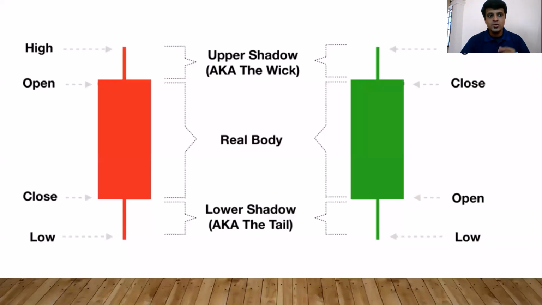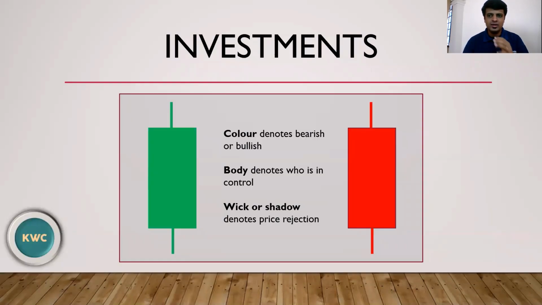In these candles, you can see there are four things here. We have the body, which is basically the difference between the opening and the closing. Then we have the upper shadow or wick, and the lower shadow or tail. Together this forms the candle. So four things: the candle itself, its body, its upper wick and its lower wick. The color basically denotes that the price has closed higher or lower than the opening price.